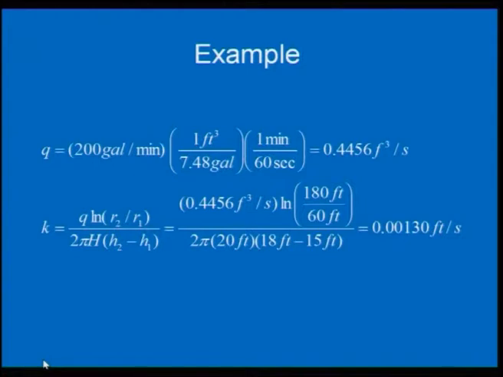Q ln R2 by R1. Q is your discharge which has been observed from here, and R2 is the distance of your observation well 2 from the discharge well, and 2 pi H. H is your thickness of your aquifer, this is your 20 feet, and H2 minus H1 is 19 minus 15 feet. So, this will be 0.00130 feet per second. Now, coefficient of permeability is 0.00130 feet per second.